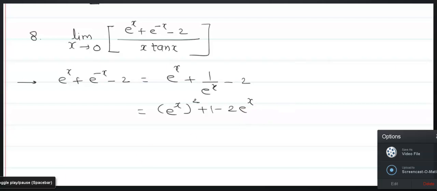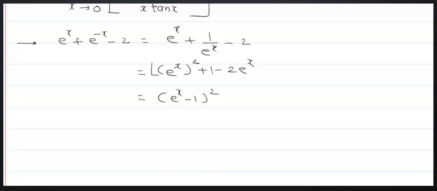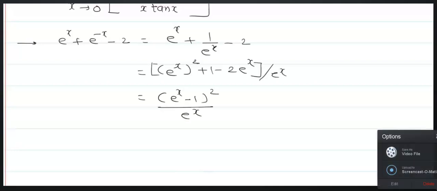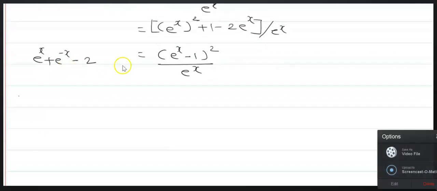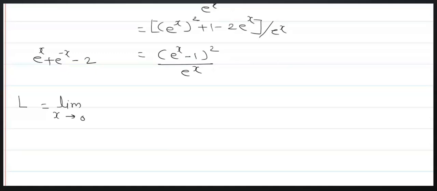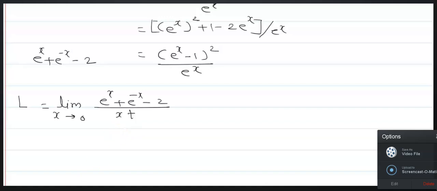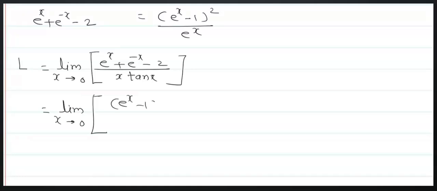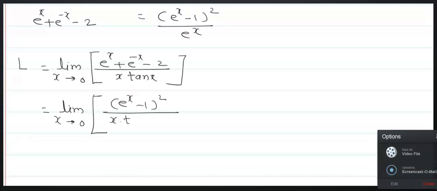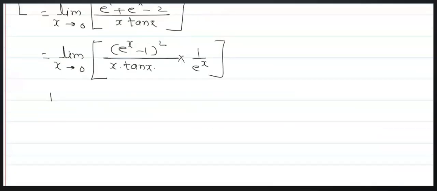If you simplify that, then you will get (e raised to x) bracket square plus 1 minus 2 times e raised to x, upon e raised to x. That is nothing but (e raised to x minus 1) bracket square upon e raised to x. Therefore, limit x tends to 0, (e raised to x plus e raised to minus x minus 2) upon x tan x is the limit x tends to 0, (e raised to x minus 1) bracket square upon x tan x into 1 upon e raised to x.